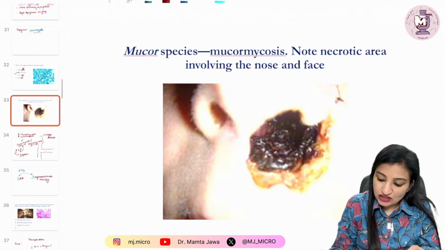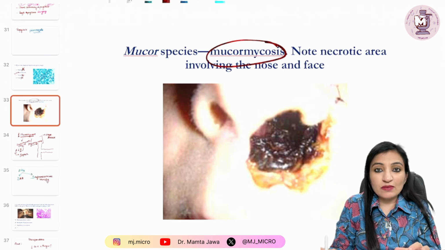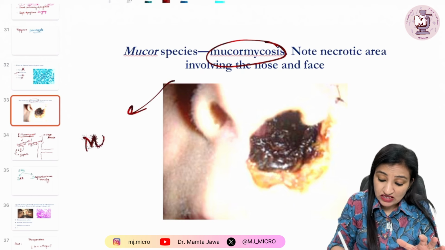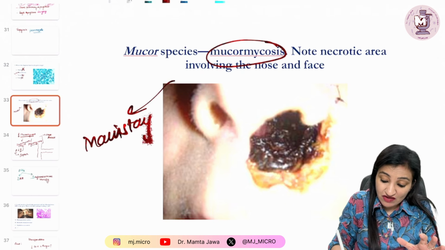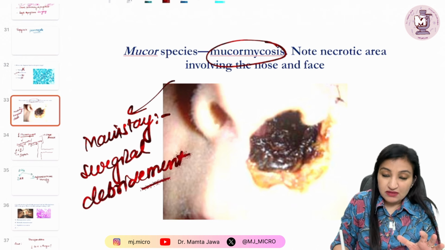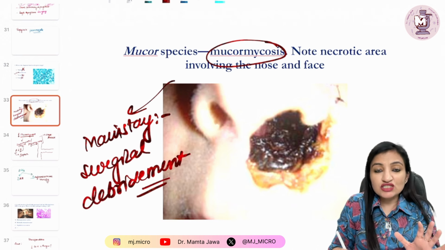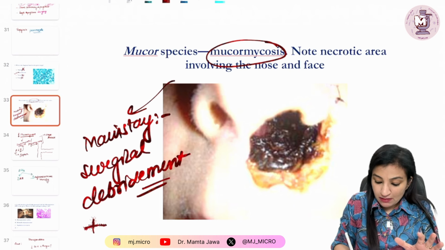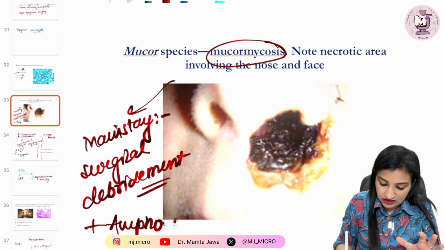Now, what is the mainstay of treatment of mucormycosis? By the way, the most deadly disease is rhinocerebral mucormycosis. The mainstay of treatment is not amphotericin B, it is surgical debridement. Obviously you will start amphotericin B, but that is not the mainstay of treatment. The mainstay of treatment is surgical debridement, plus additionally you will start amphotericin B.